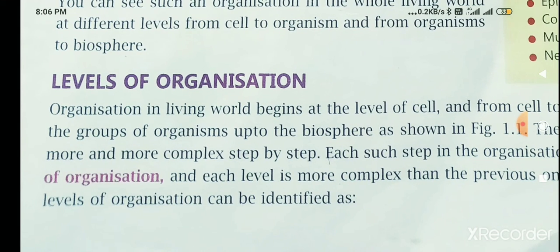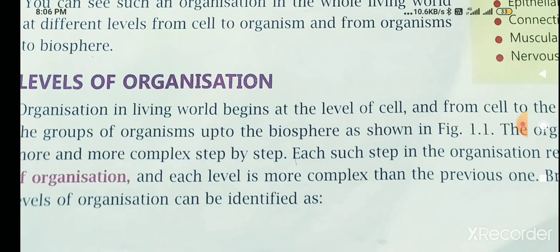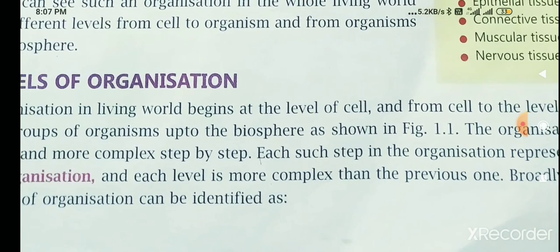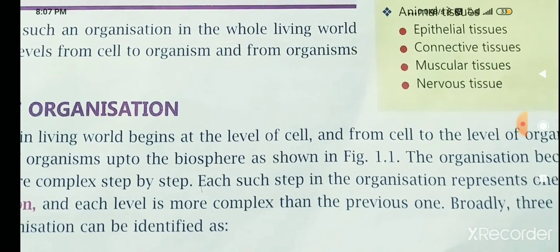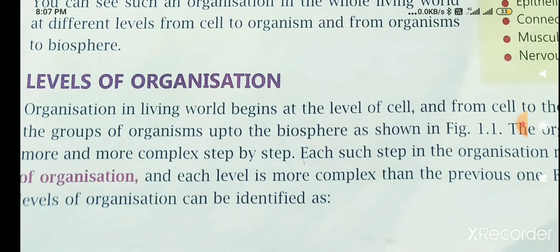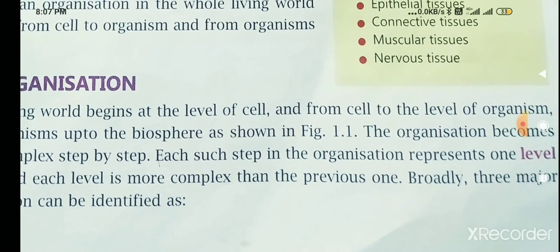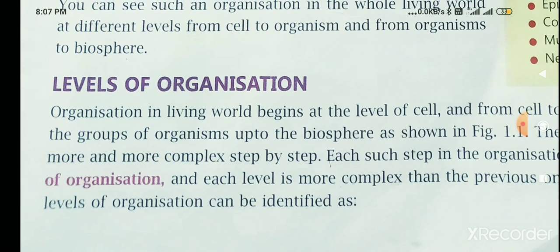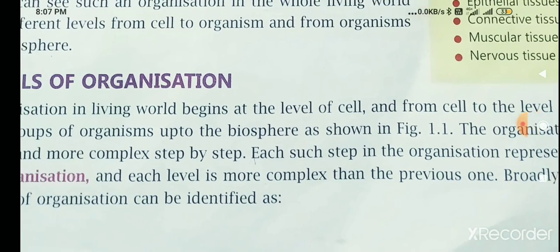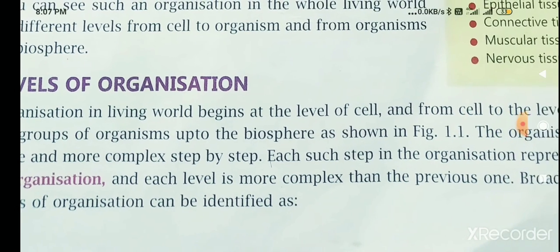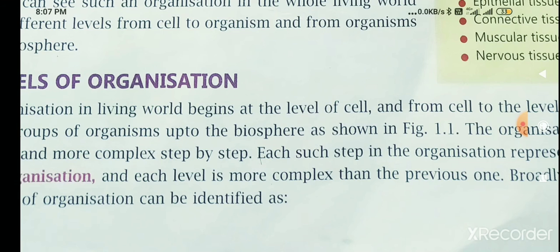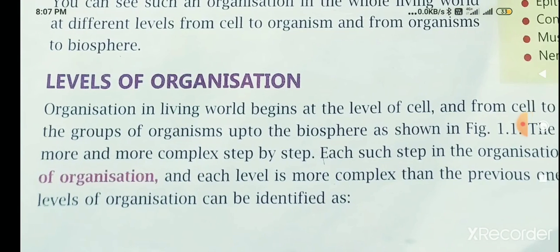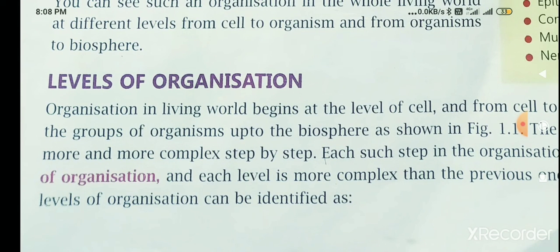So, levels of organization. Organization in the living world begins at the level of the cell and goes from the cell to the level of the organism, and the groups of organisms up to the biosphere, as shown in figure 1.1. As shown in figure 1.1, the organization becomes more and more complex step by step. Each such step in the organization represents one level of organization, more complex than the previous one.